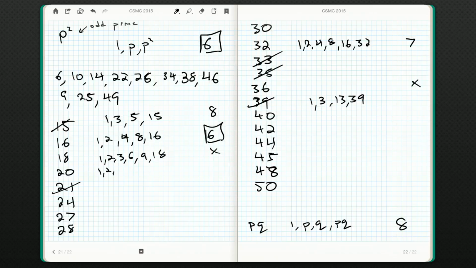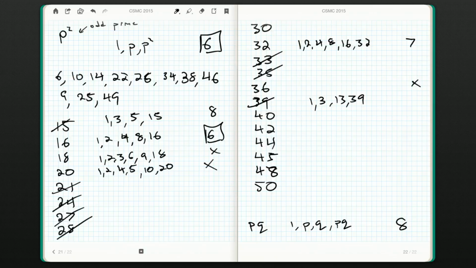20. That's 1, 2, 4, 5, 10, 20. And there are some odd ones in there, so that's not going to work. 24. 12 had 8, so 24 is definitely not going to work. 27. 9 is on our list. It's going to have even more factors, so 27 won't work. 14 is on our list. 28 will have even more factors. It won't work.